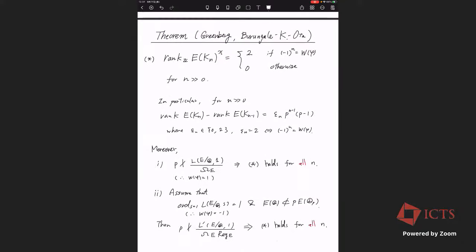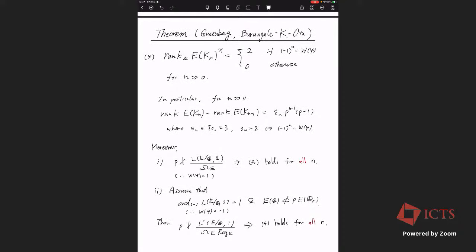So now we state our first main theorem. It describes the variation of the Mordell–Weil rank in the anticyclotomic tower. Consider the chi part of the Mordell–Weil rank of the nth layer, which is 2 or 0 depending on the parity of n for sufficiently large n. So in particular, for sufficiently large n, the difference between the Mordell–Weil rank on the nth layer and the n-1 layer is epsilon n, which is 0 or 2, and epsilon n is 2 if and only if the parity of n coincides with the parity of w_phi.